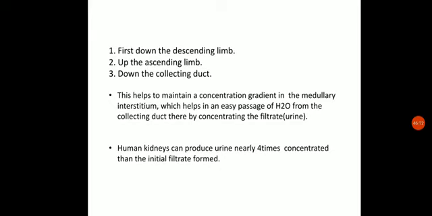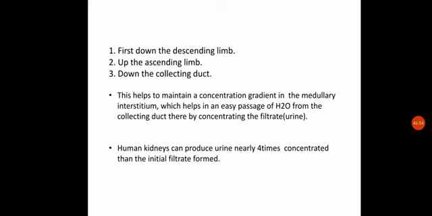So why is it required? Because this helps to maintain the concentration gradient in the medullary interstitium, which helps in easy passage of water from the collecting duct, thereby concentrating the filtrate. Human kidneys can produce urine nearly 4 times more concentrated than the initial filtrate. The initial filtrate formed during glomerular filtration is much less concentrated.